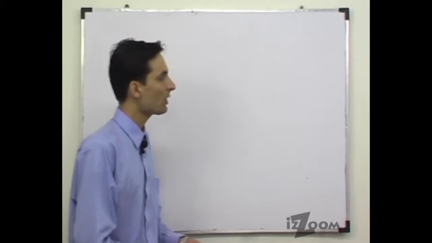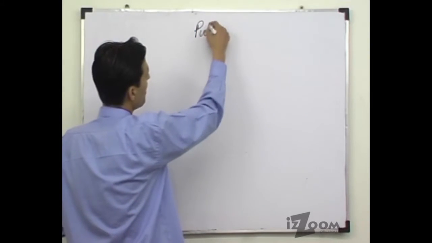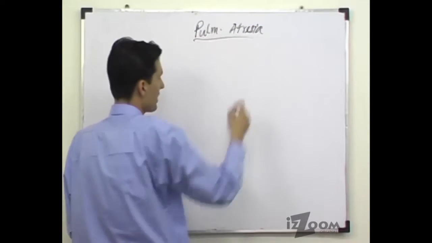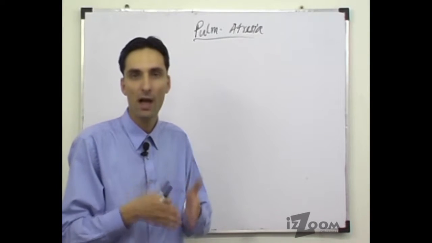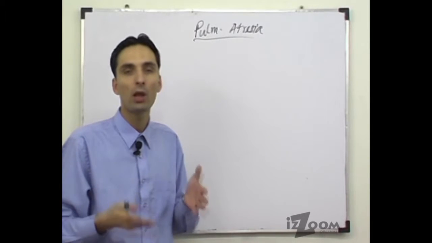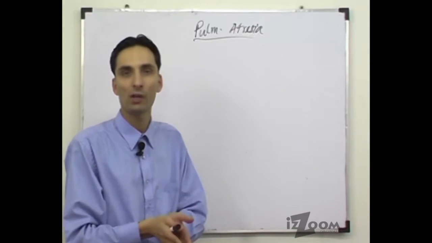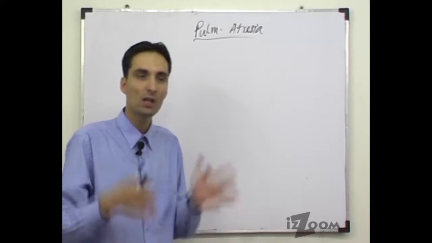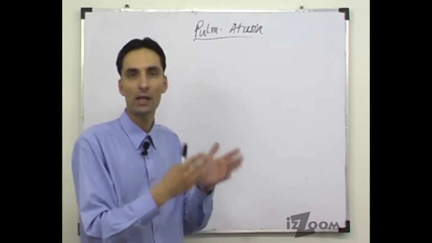The next congenital abnormality of the heart that I'm going to be talking about is pulmonary atresia. In pulmonary atresia, as the name suggests, the pulmonary valves are atretic. When the pulmonary valves are atretic, the blood from the right ventricle cannot flow into the pulmonary arteries. So the blood regurgitates from the right ventricle into the right atrium.